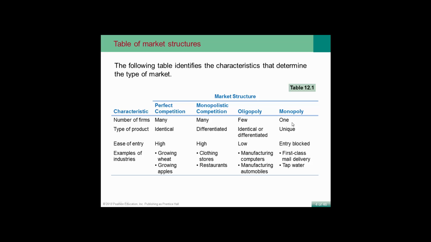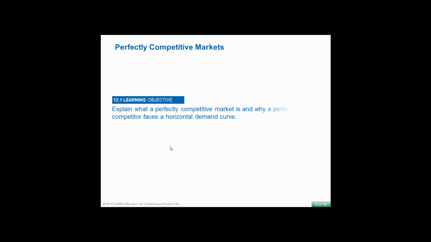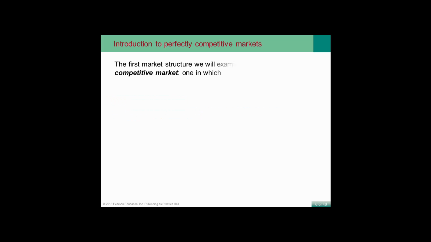And then a monopoly: there is only one firm selling a unique product. Entry is blocked. For example, you can't get first-class mail from anyone but the U.S. Postal Service, and you can't get water from anyone but the city. So these are examples of monopolies. We'll go on to talk about each of these structures separately. Today we're going to focus on perfect competition, or perfectly competitive markets.